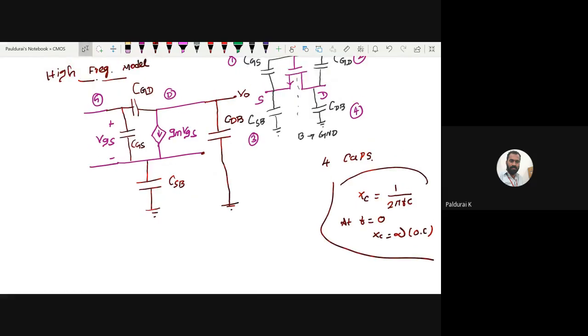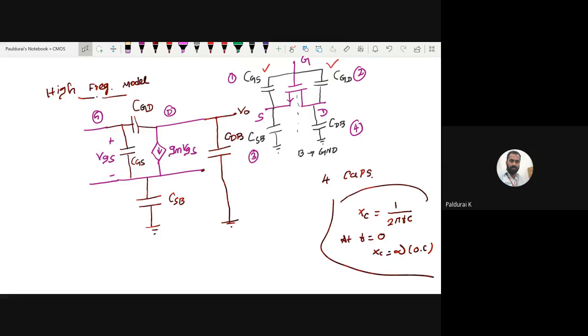It will give the impact of a short circuit, so some finite impedance, right? This capacitance will ideally give a short circuit, but practically some finite impedance. So we want to consider all the capacitors associated with this MOSFET for frequency response. So any doubt in this high frequency model?